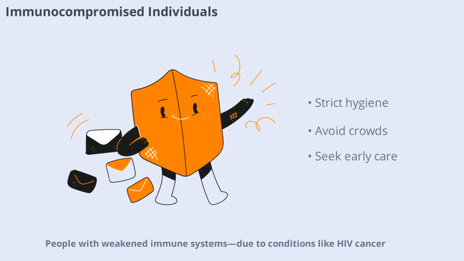People with weakened immune systems due to conditions like HIV, cancer, or certain medications are at higher risk for severe infections. They should follow strict hygiene, avoid crowds during outbreaks, and stay up to date with vaccines. Early medical attention is crucial if symptoms develop.